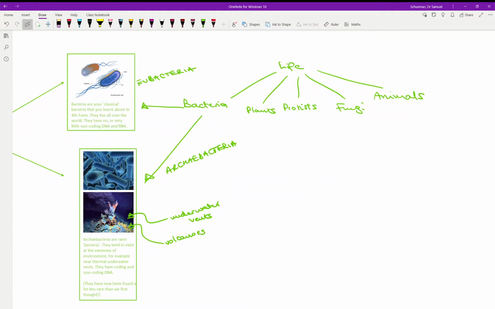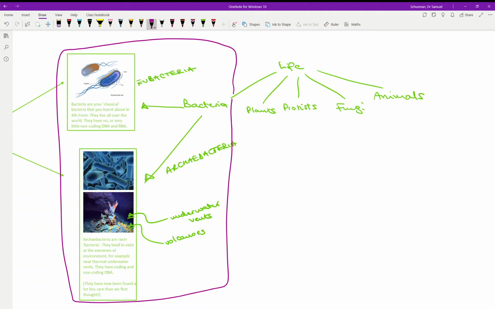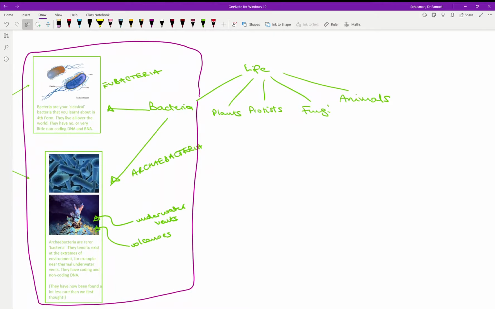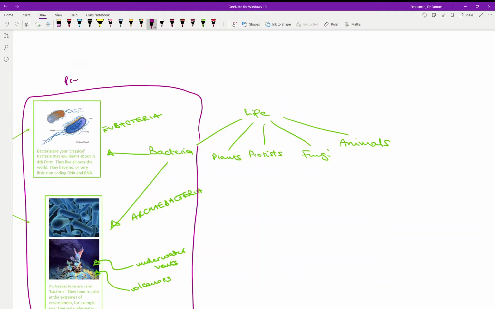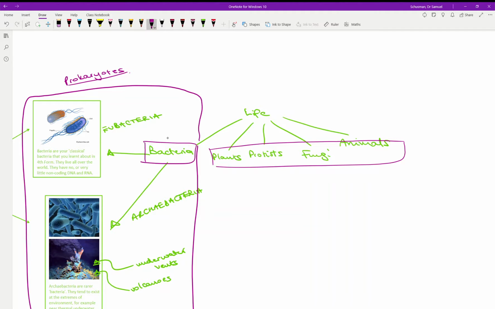But these could both be classified as prokaryotes because they both don't have a nucleus. So these are prokaryotes. All these other guys over here, the other 4 kingdoms, so bacteria being one kingdom, and these 4 other kingdoms have nuclei. So these are eukaryotes. And this was how we lived. This is what we knew, what we thought in the 1970s.